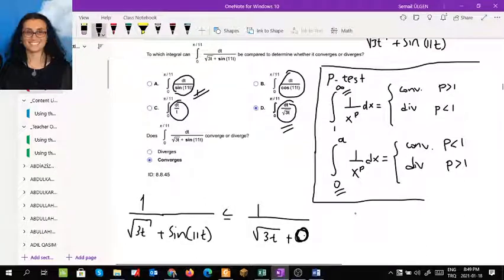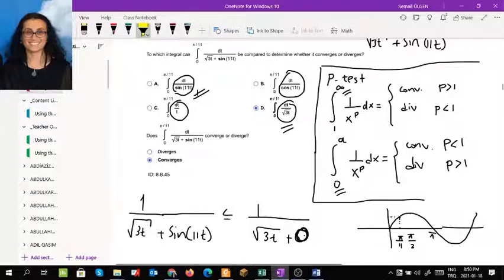Why is that? Because look, between 0 to pi over 11, let's remember sine. It has a graph like this. This is 0 to pi, this is pi over 2, and pi over 11 is somewhere here. As you can see, it has a positive value. Actually, between 0 and pi over 11, sine is greater than or equal to 0.